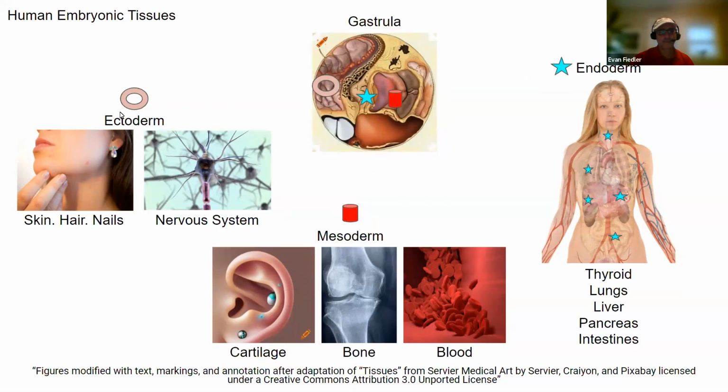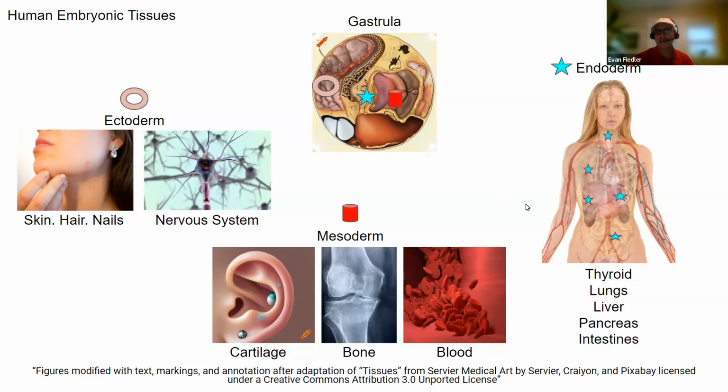So ectoderm, the outer layer of the gastrula. Here's the gastrula labeled. Outer layer of the gastrula. So the ectoderm is going to give rise to the skin, the hair, and the nails, which are epidermal tissue, and the nervous system. Mesoderm, the middle layer of the gastrula, is going to give rise to cartilage, bone, and blood. Endoderm, the inner layer of the gastrula, is going to give rise to the thyroid, the lungs, respiratory tract, the liver, the pancreas, and the intestinal tract, or intestines, and digestive tract.